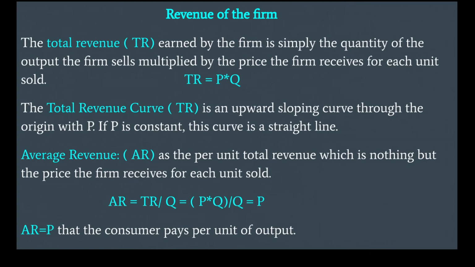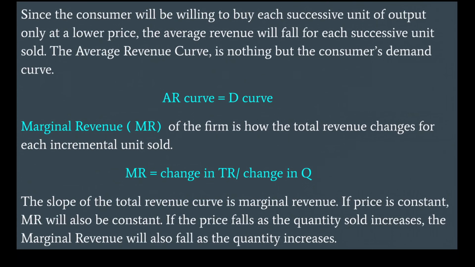Average revenue is the per unit total revenue, which is nothing but the price the firm receives for each unit sold. So AR is equal to P, that is average revenue equals price, what the consumer pays per unit of output. Since the consumer will be willing to buy each successive unit of output only at a lower price, the average revenue will fall for each successive unit sold. Average revenue curve is nothing but the consumer's demand curve. AR curve is equal to D curve, or the demand curve.